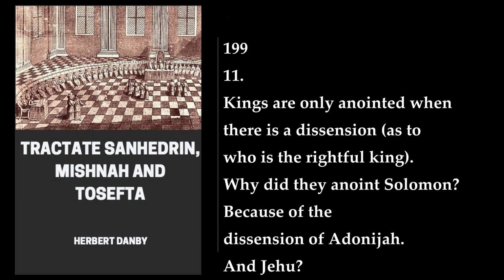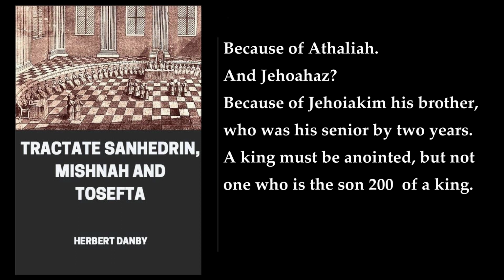199. 11. Kings are only anointed when there is a dissension as to who is the rightful king. Why did they anoint Solomon? Because of the dissension of Adonijah. And Jehu? Because of Joram. And Joash? Because of Athaliah. And Jehoahaz? Because of Jehoiakim his brother, who was his senior by 2 years.